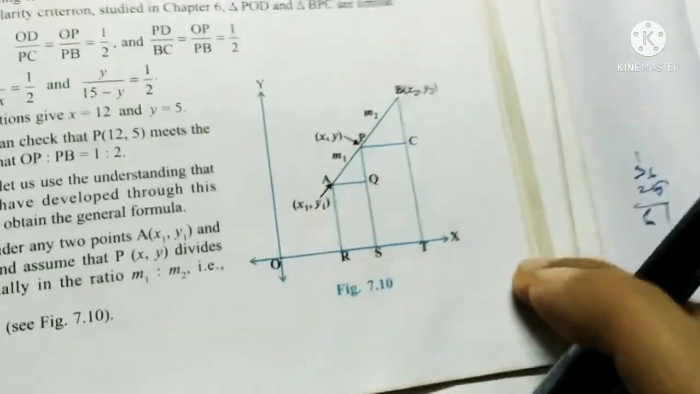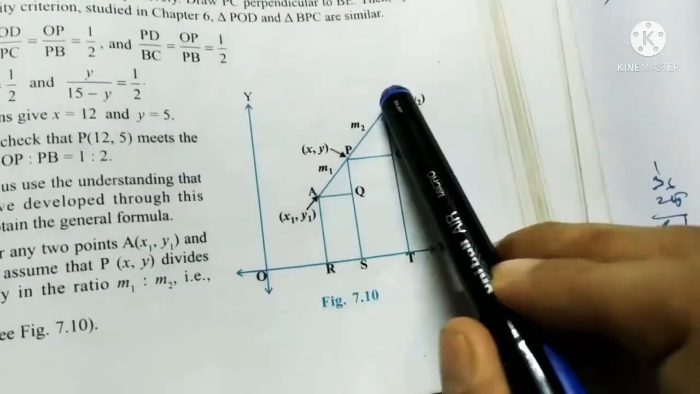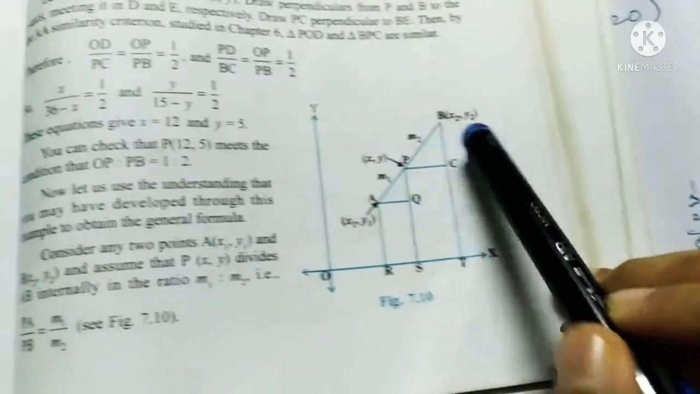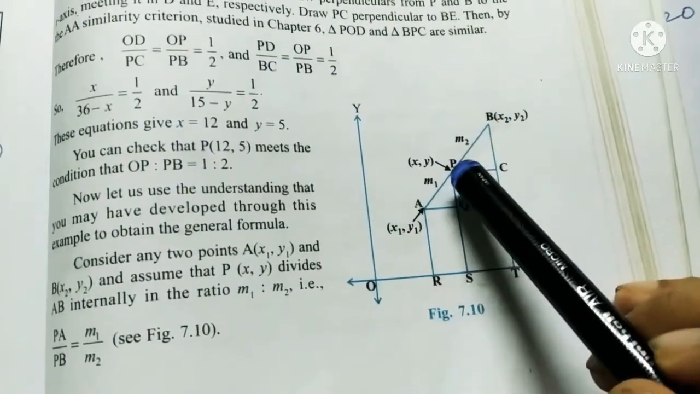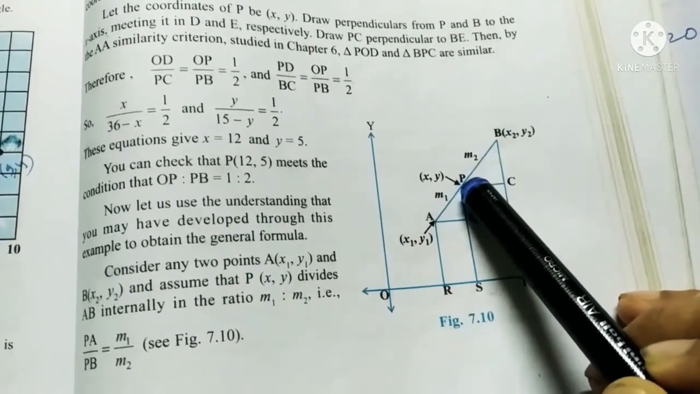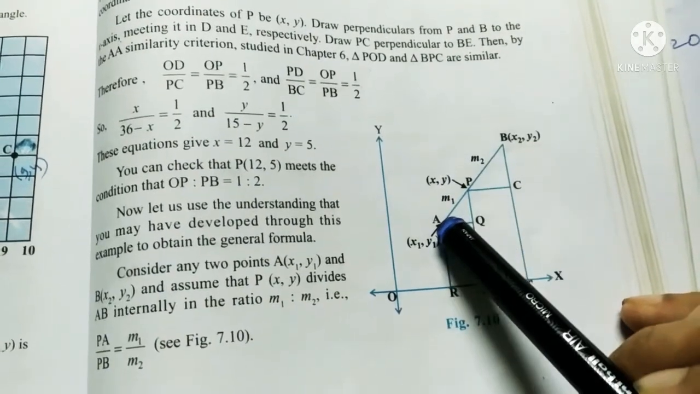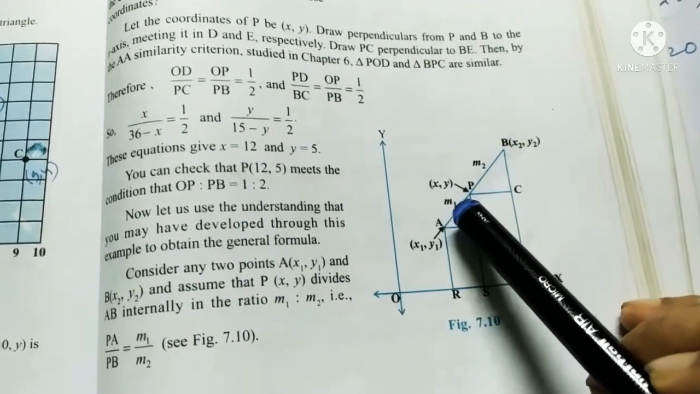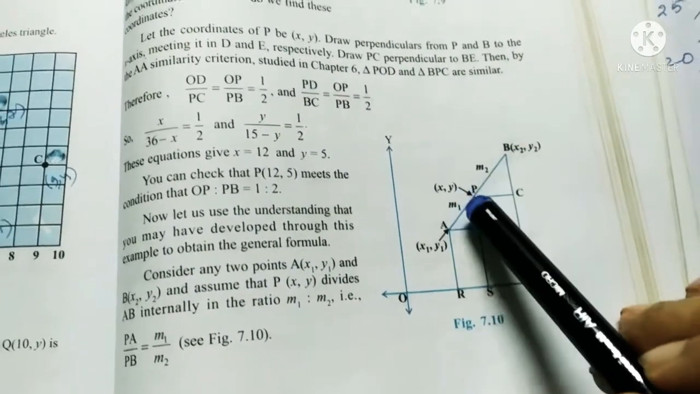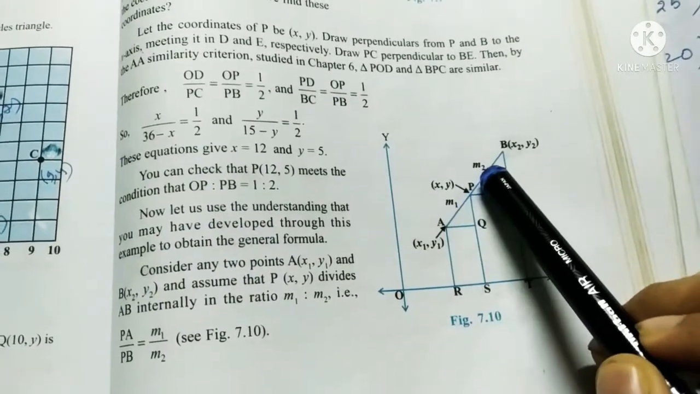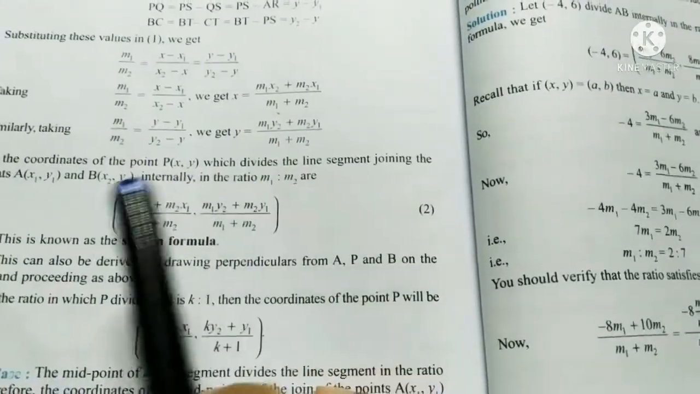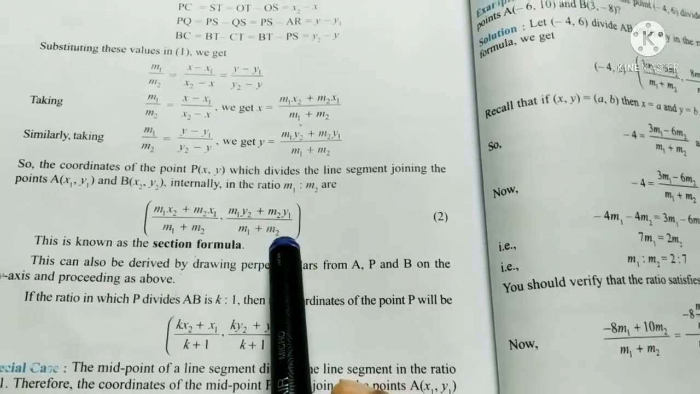So here you see, on a plane two points are there, A and B, whose coordinates are given as (x1, y1) and (x2, y2). Join these two points. Now if there is another point on this line, let's say P, and this P divides the line AB internally in the ratio m1 is to m2, then to find the x coordinate my formula will be this one, and to find the y coordinate my formula will be this one.